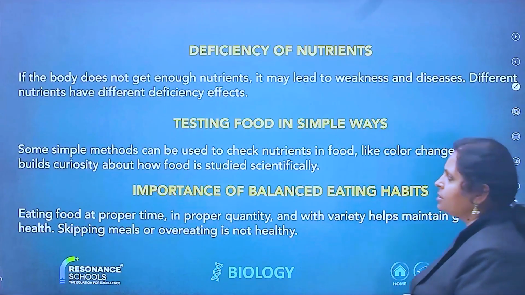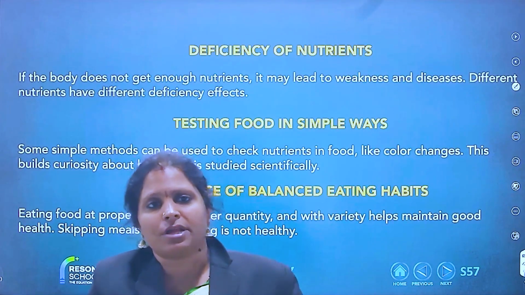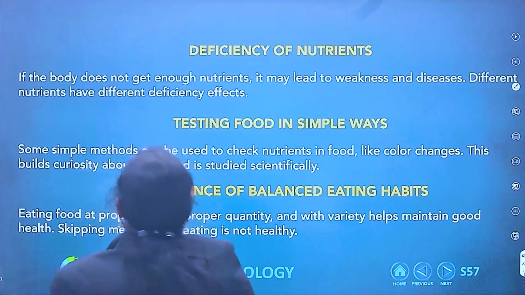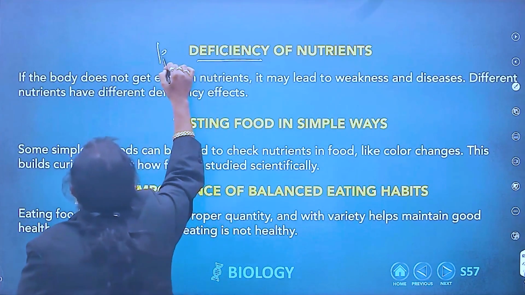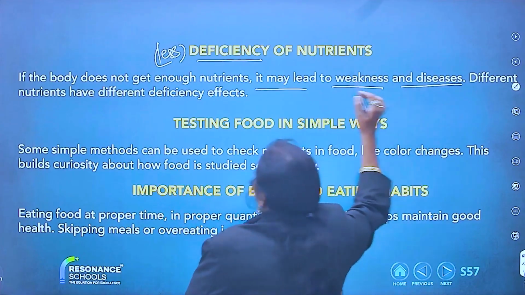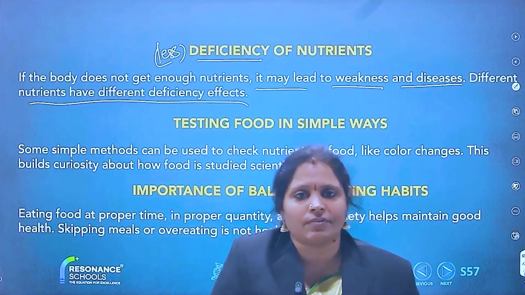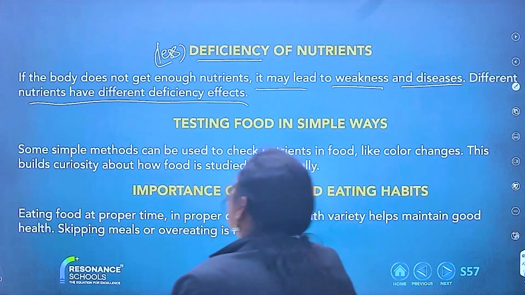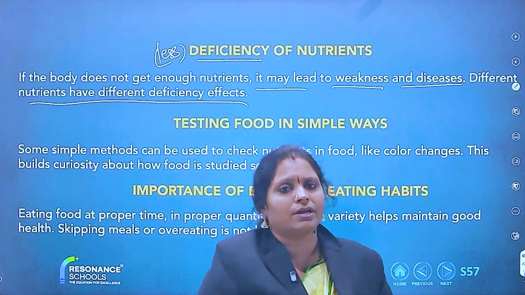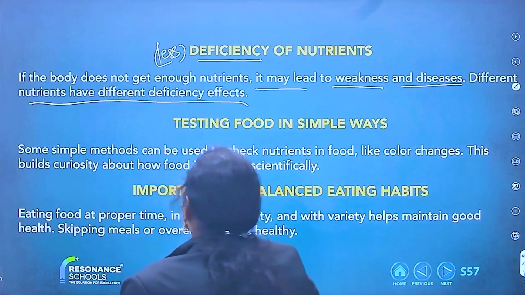Deficiency of the nutrients. Whatever nutrients we have studied, carbohydrates, proteins, fats, vitamins, minerals, if any of them is deficient, deficient means less in our body, it may lead to weakness and diseases. Different nutrients have different deficiency effects. So if we don't take the nutrients properly, we are going to get diseases. Okay. So, next, testing for food sample.